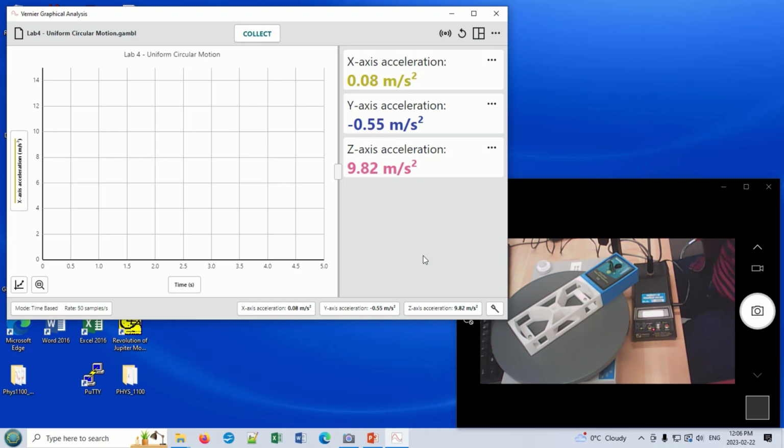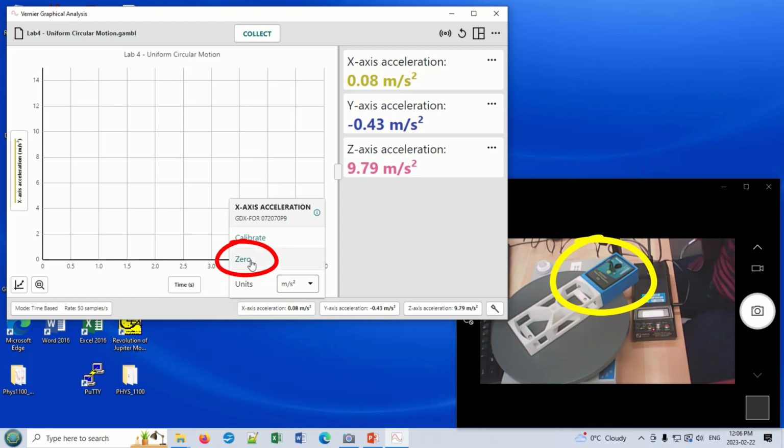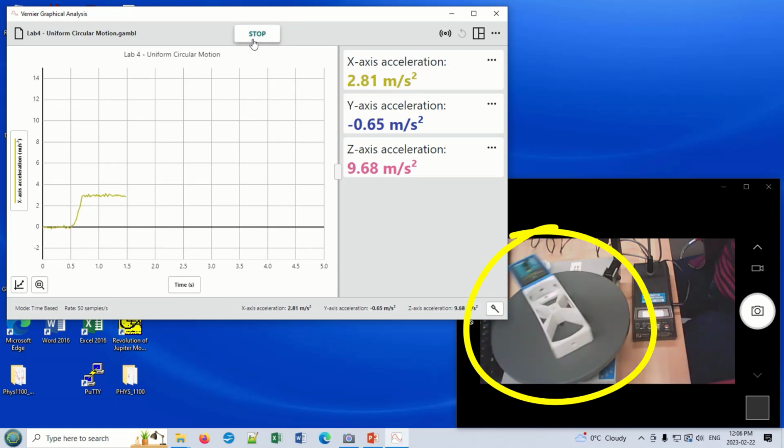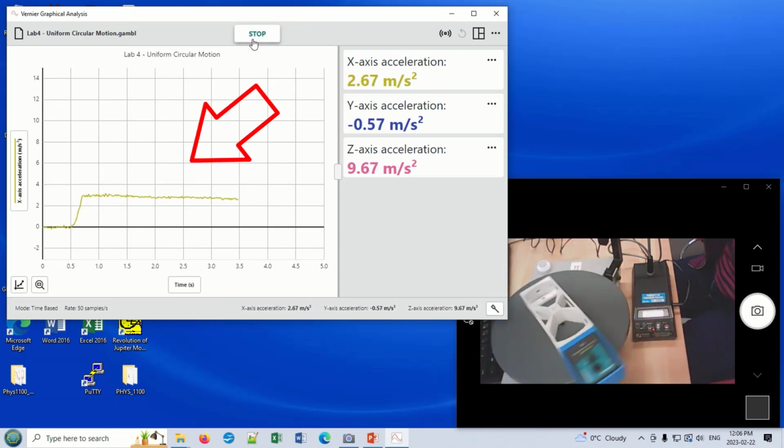There's another thing you should do, however, before you start taking data, and that is that down here, you want to zero your x-axis acceleration. So click this button, and with the sensor not moving, just zero it. Now we're ready to take some data. If I click Collect and give this a bit of a spin, you see the data come across the screen.